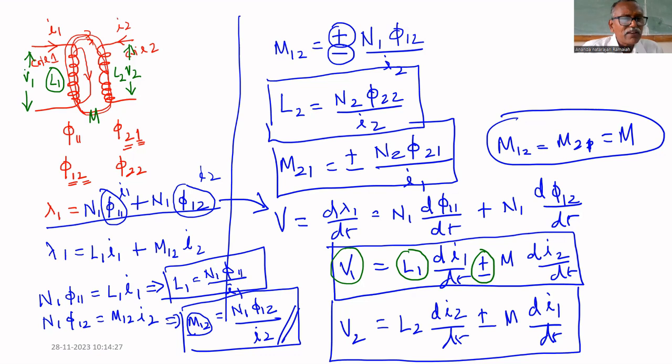So the potential V1 is contributed by the current in the second coil, because M is because of the second coil, di2 by dt. In the same way, V2 is equal to the self-inductance of the second coil plus or minus, depending upon the dot convention, M di1 by dt, because this M is because of I1.